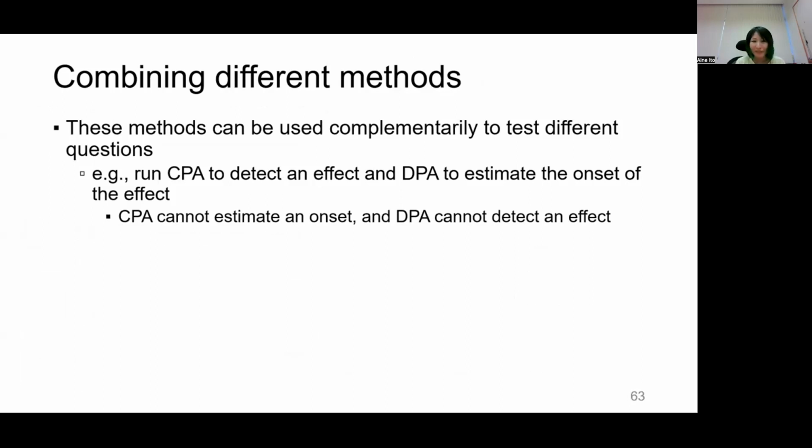Right. So for example, you can run the cluster-based permutation analysis to detect an effect first, and then use the divergence analysis to estimate when that effect started to occur. Right. And these are a nice combination of analyses because the CPA can't estimate the onset, as we've seen, and the DPA can't detect an effect, right? So they complement each other nicely.